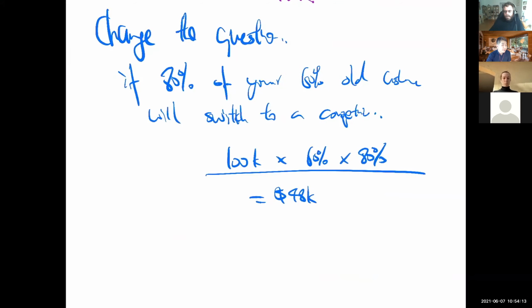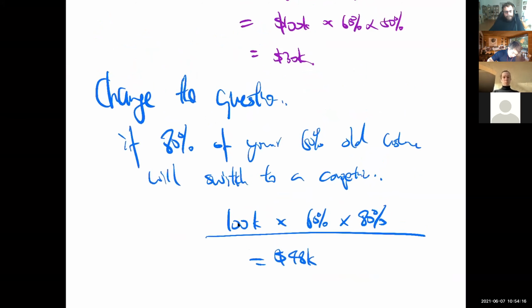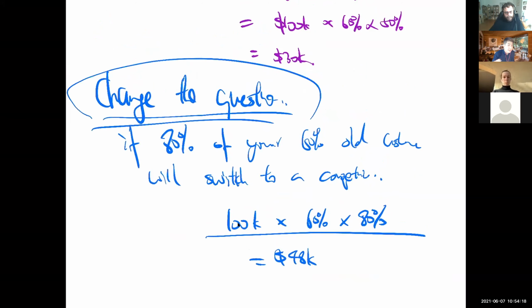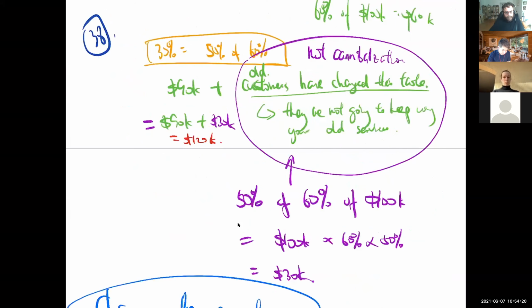Perfect. So I just need to make a note to change the question, just in case anyone is going to rate the PDF saying, what the hell, where does the 80% come from?